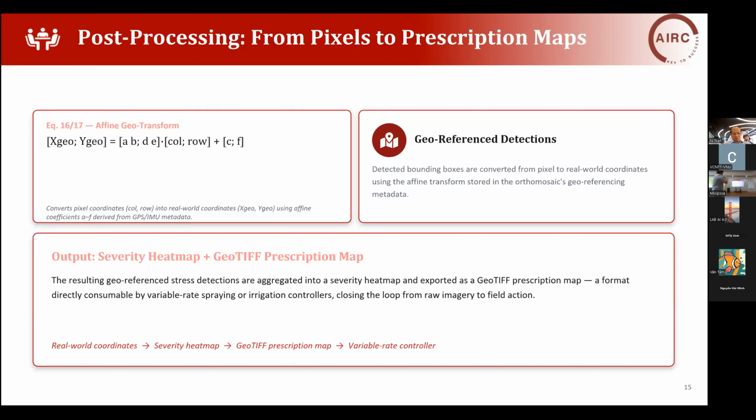So the next step is post-processing that prescription map and those pixels. It should be improved and segmented into a georeferenced detection map. In the next step, it can have a severity heat map and localized crop canopy for better detection.